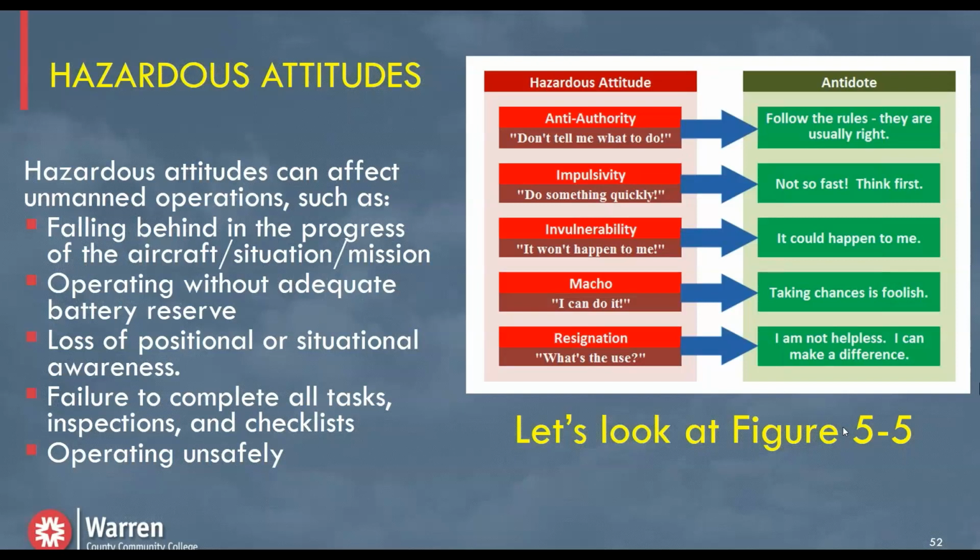Loss of positional or situational awareness. This happens a lot. You're on the ground. It's in the sky. It's 300 feet in the sky. It's a Mavic Mini. You're going to have a hard time telling which way it's pointing, especially if you lose that telemetry and that visual part of it. So be aware of that.